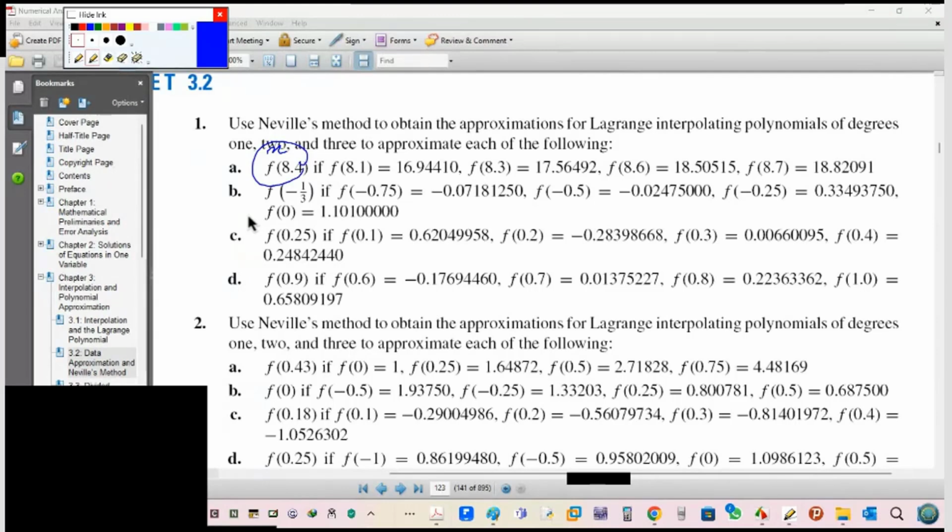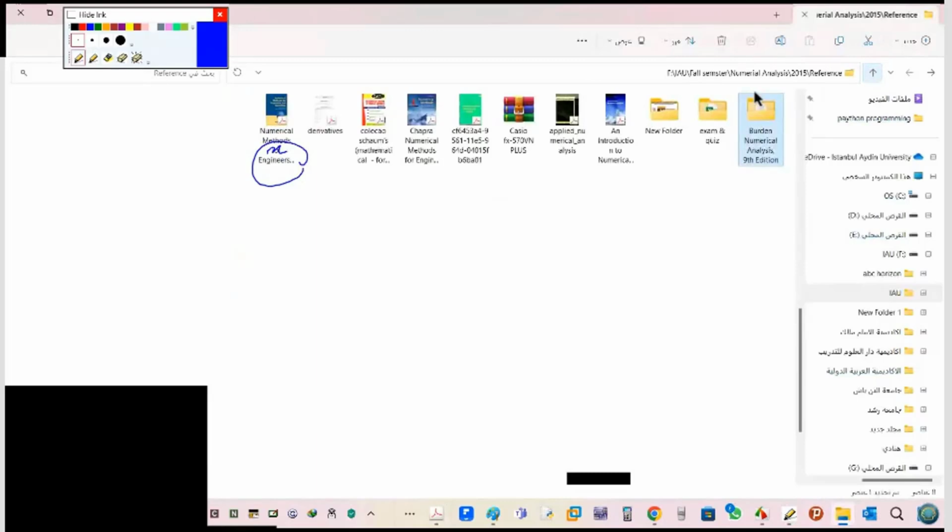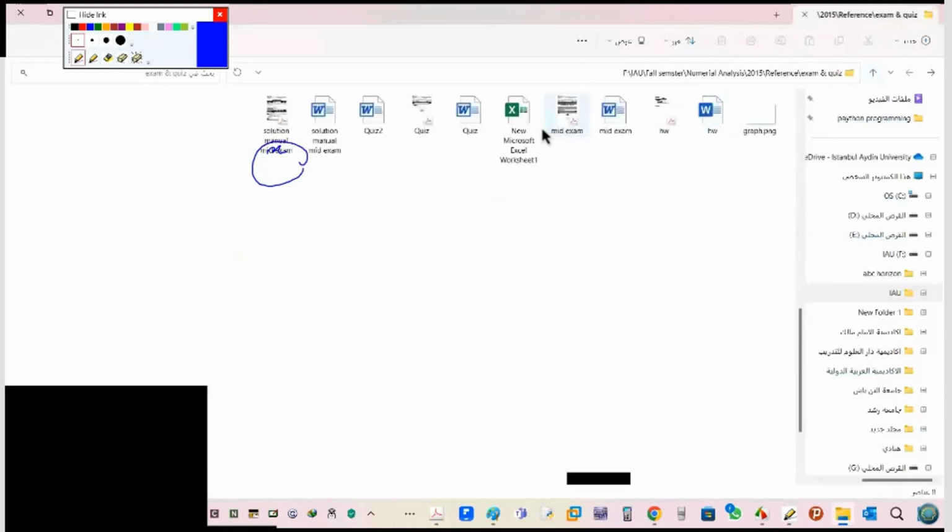In Lagrange, you have to find formulas. Here it's easy to find the table and you can apply it by Excel. I will show you one of my Neville method examples that I did by myself. Where is it? Here, I guess this one.